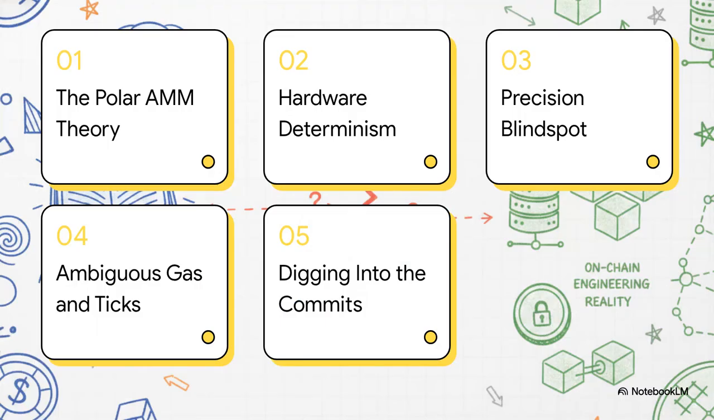All right, so here is our roadmap for today. We'll start off with the polar AMM theory, hit the hardware determinism wall, uncover the precision and granularity blind spot, look at some ambiguous gas and ticks, and finally do a little digital archaeology by digging into the commits. Let's get right into it.